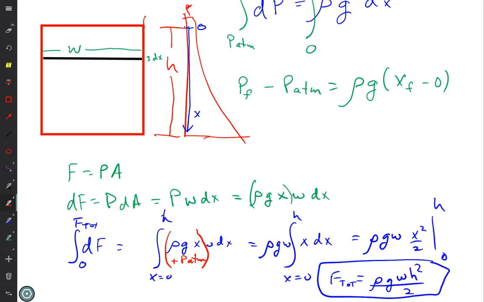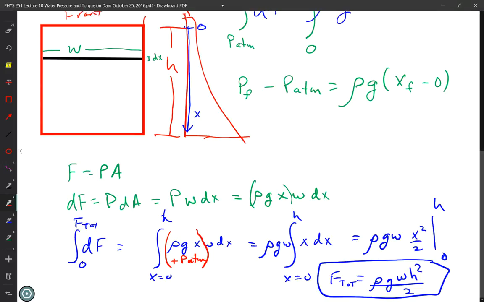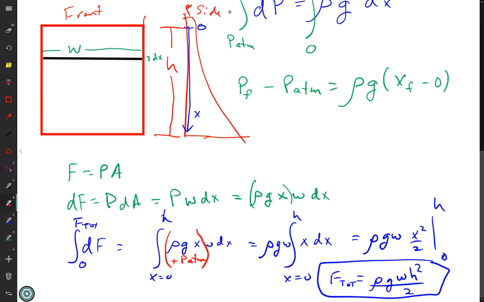Right, so this is a front view, and this is a side. Oh, okay. Sorry about that. I should have made it more clear. Okay, let's go to things that are more interesting. The torque.